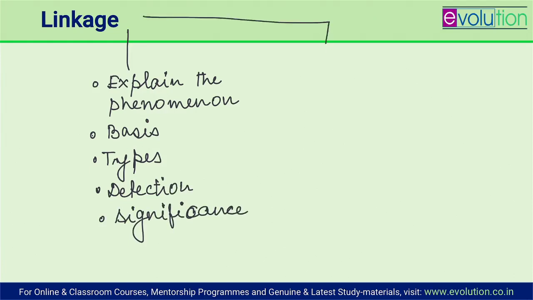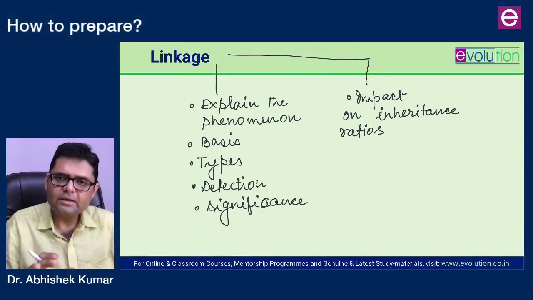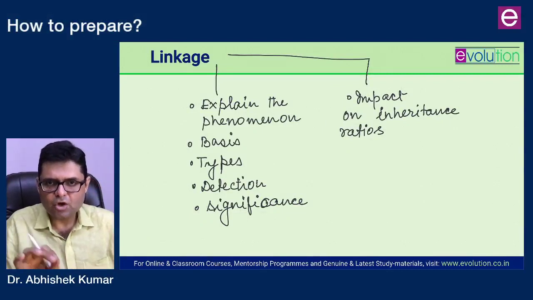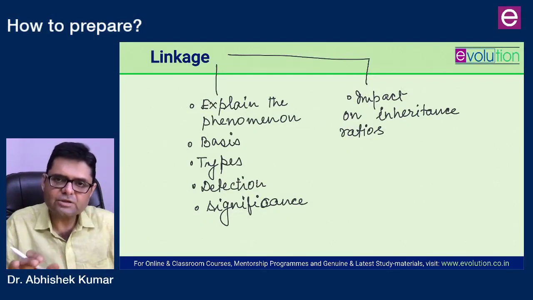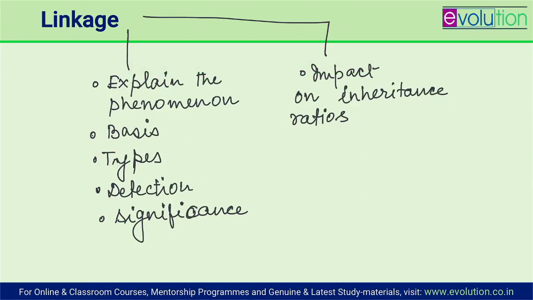The second question on linkage can be on its impact on inheritance ratios. The question can be variously worded, but the scope will be that if linkage is operating, it will cause a deviation from the expected Mendelian inheritance ratios that you would normally expect from independent assortment. Certainly that is not seen. So this is the second question.